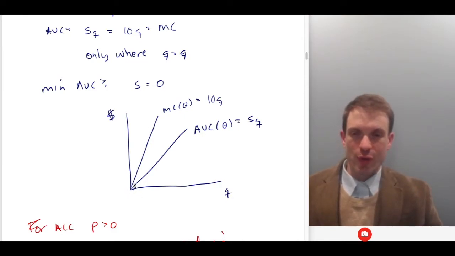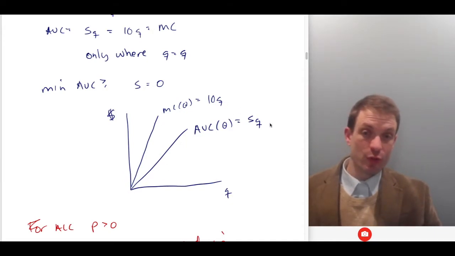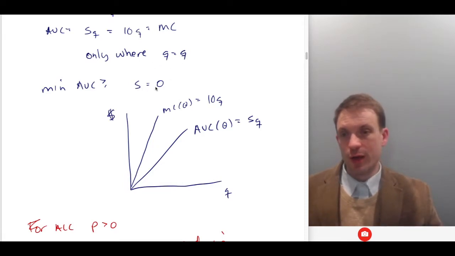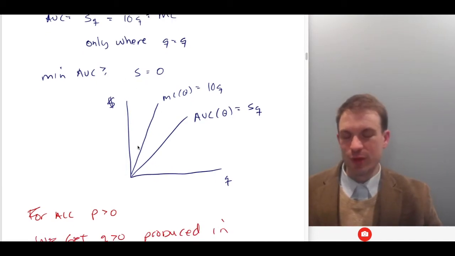So looking at the graphs of this thing, we see marginal cost is going to be everywhere higher than average variable cost. Matter of fact, twice the slope. So this should actually be only where q is equal to 2q, which is only true when q is equal to 0. I don't know what I was doing here.